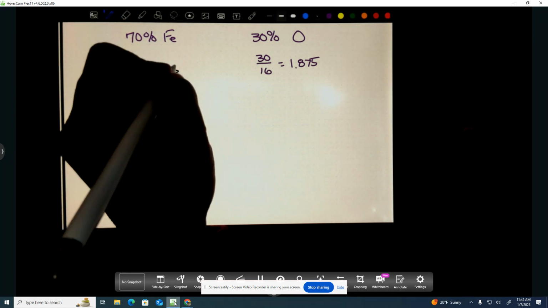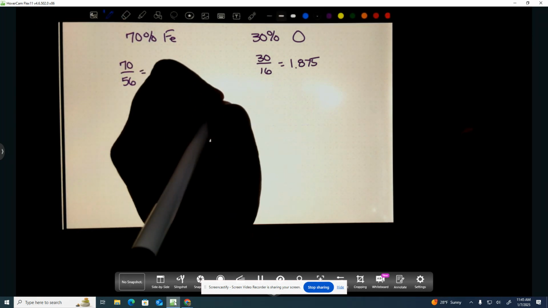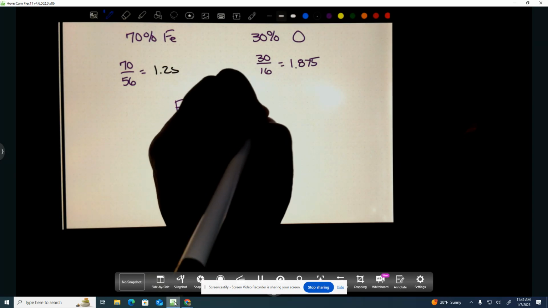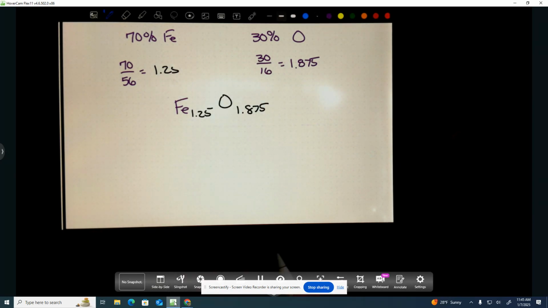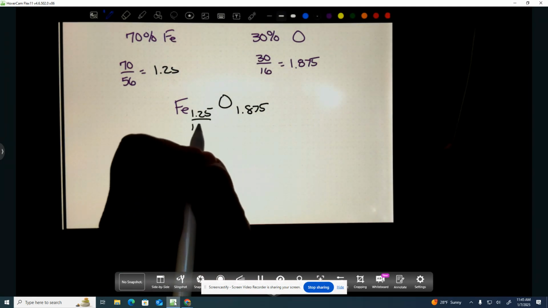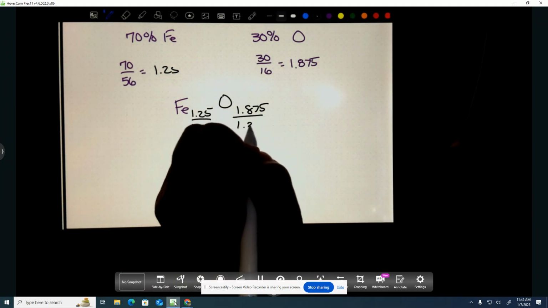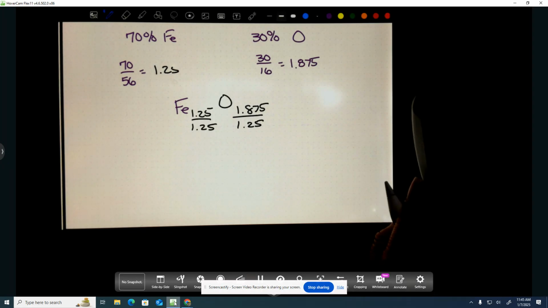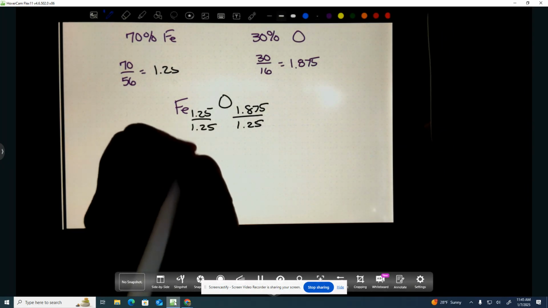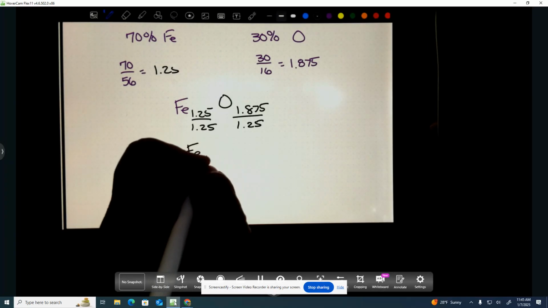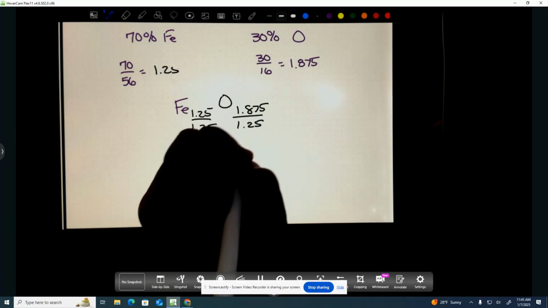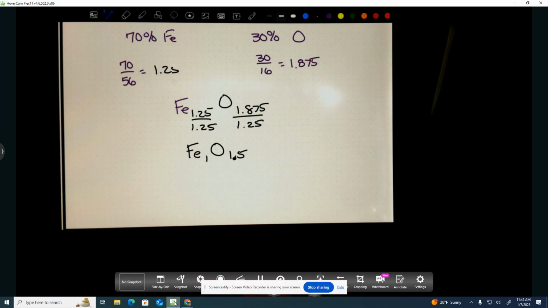Okay, so this is 1.25 and O is 1.875. Is that right now? Oh, phew, thank God I have you. Alright, let's divide by the lowest number, which is now 1.25. 1.875 divided by 1.25. Aha! You should put Fe1, O1 and a half. You see how it came out as 1 1/2?